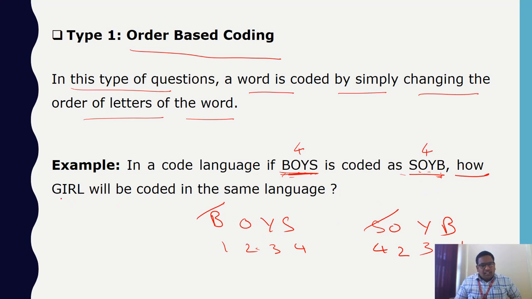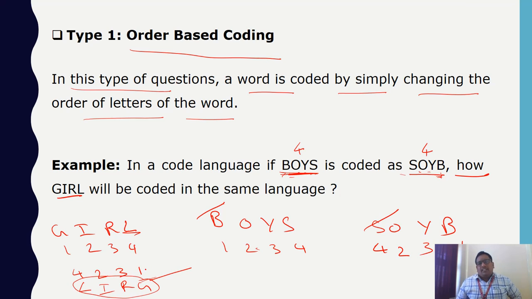In a similar way, they are asking how to code the letters of the word GIRL in the same code language. G I R L is 1 2 3 4 and it has to be coded as 4 2 3 1. So 4 is L, 2 is I, 3 is R, 1 is G. So for the given question, the answer is LIRG. Order based coding has nothing to do with introducing any new extra codes or words. The only thing that matters is that the letters' positions are interchanged.